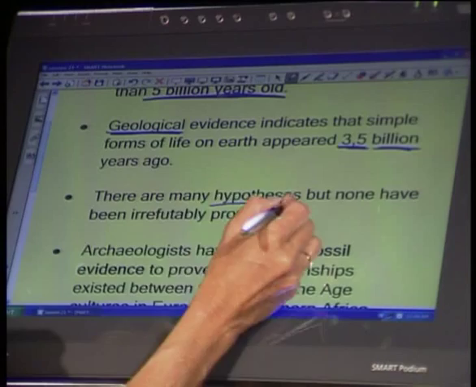There are many hypotheses, lots and lots. Every Tom, Dick, and Harry's got a hypothesis about where we came from. But none have been irrefutably proven. And that's why when we started this section of work, I said to you, you must learn this as a theory. Don't let it start worrying you about religion and Genesis and what. Leave it. This is a theory. Work on this diversity section as theories that could or could not be true.